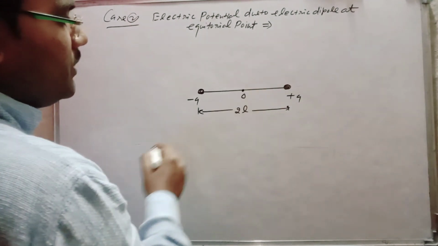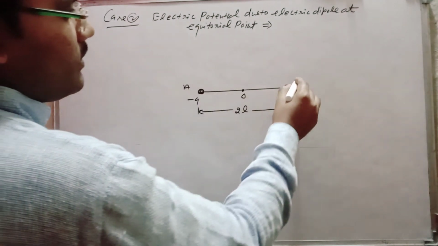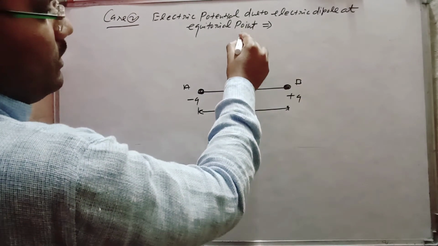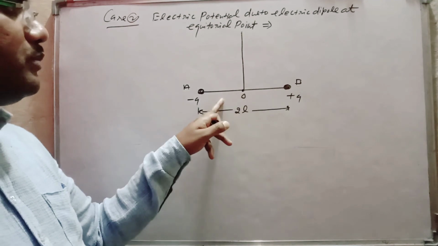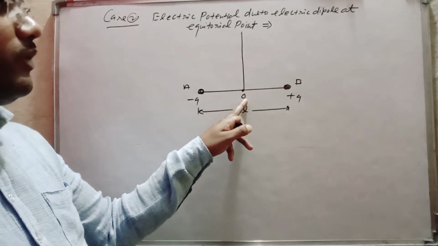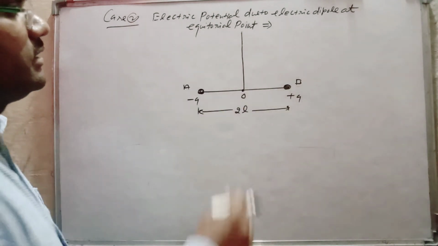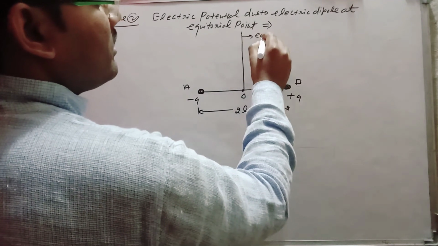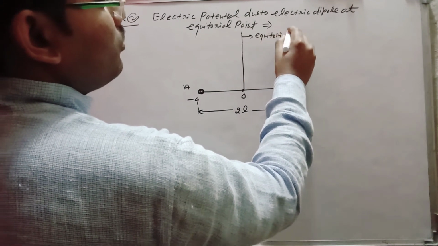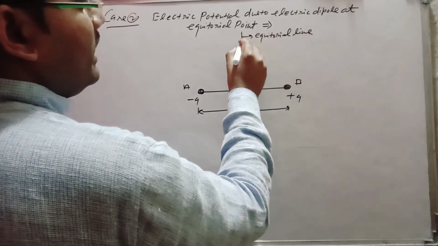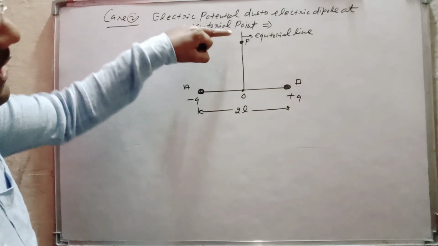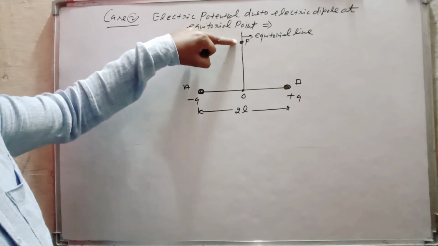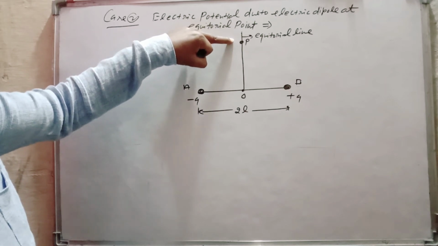Now O is the midpoint, and a line perpendicular to the axis of the dipole passing through the midpoint is called the equatorial line. This one is the equatorial line, and any point that lies on this equatorial line is called an equatorial point. That means P is the equatorial point.